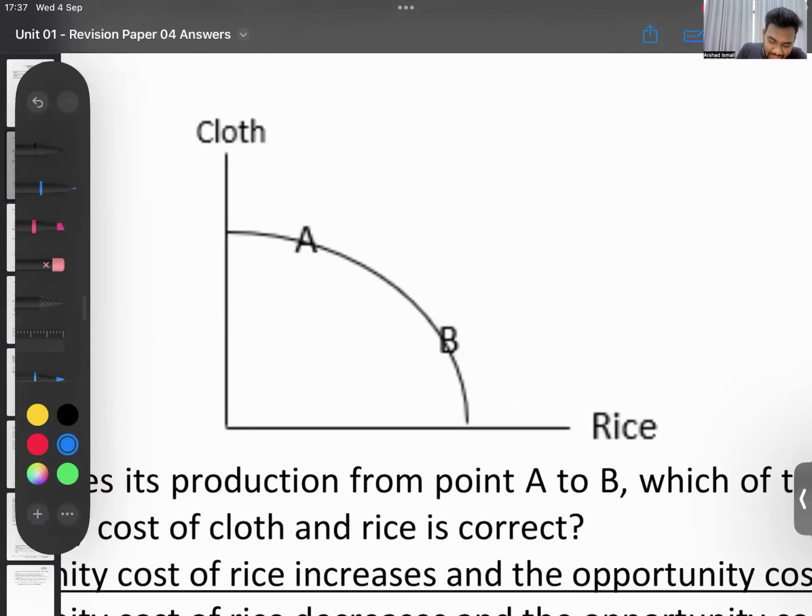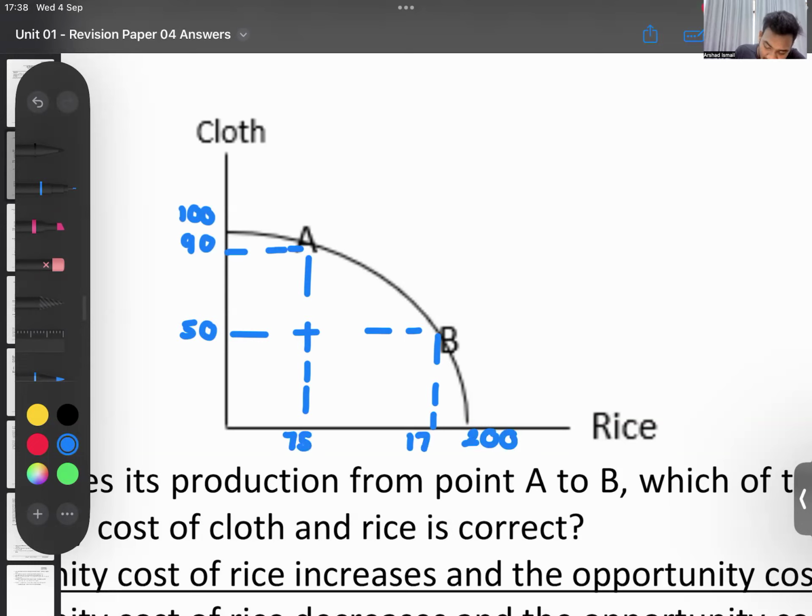Initially, you're at point A. Then you're moving into point B. Let's say maximum you can produce 100 clothes. At point A, you were producing 90 clothes. At point B, you're producing, let's say, 50 clothes. Maximum you can produce, let's say, 200 rice. Here you're producing 75. Here you're producing 175.